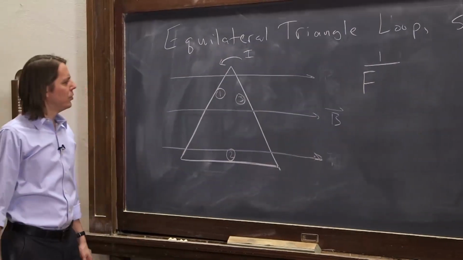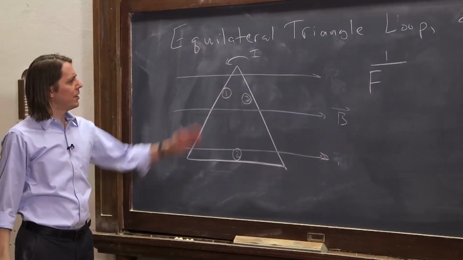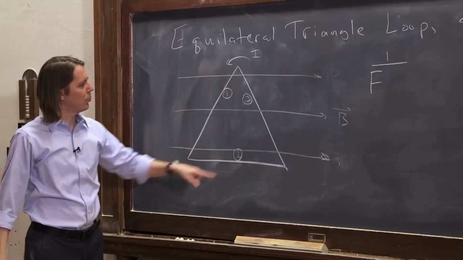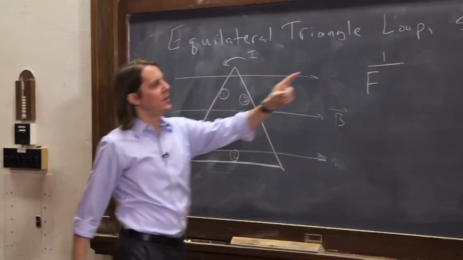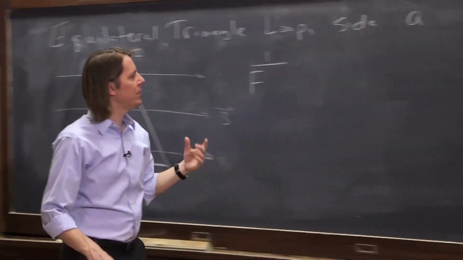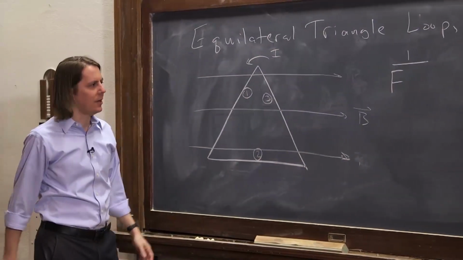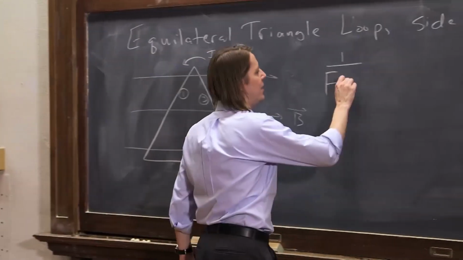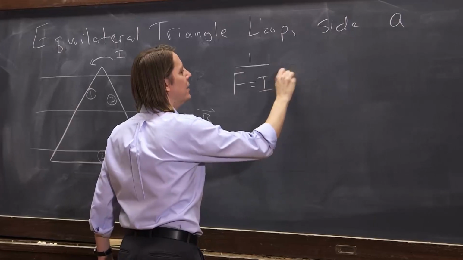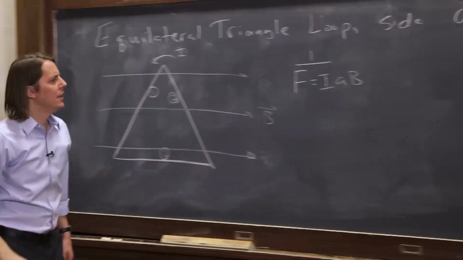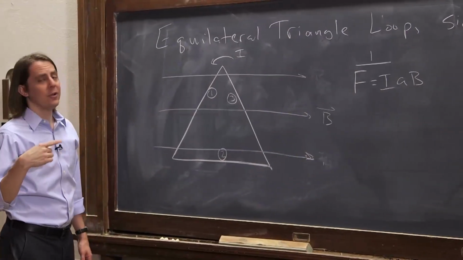Well, let's see. So we've got to think about what L is in this case. The current's going around, so L is a vector pointing along this direction with magnitude A, right? Because the total length of that side is A. So the force is I L cross B. The magnitude of L is A, the magnitude of B is B, and then times the sine of the angle between them.